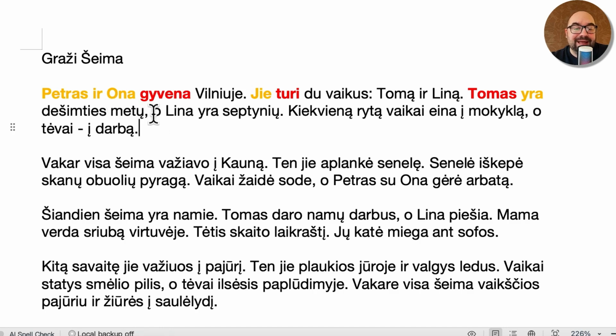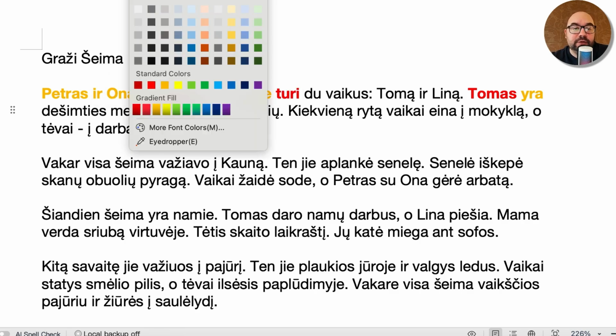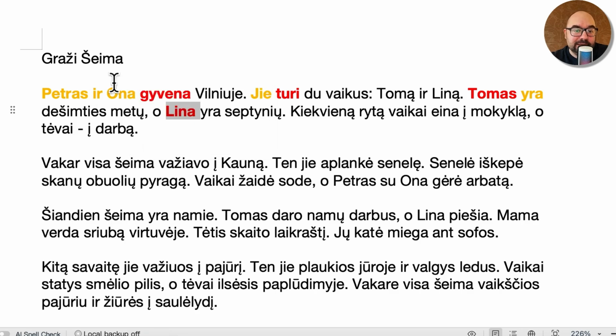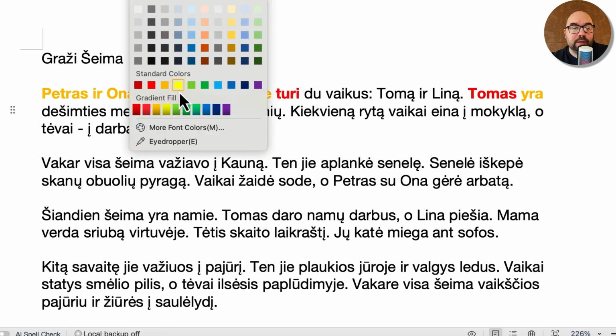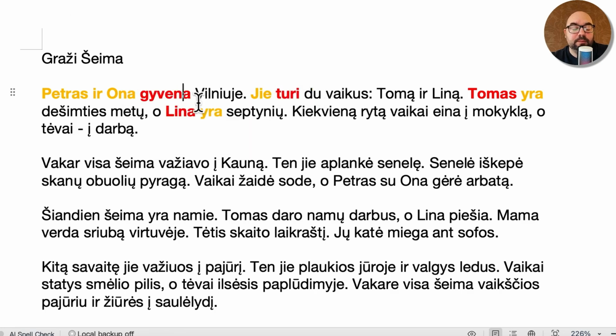Okay. O Lina, and Lina, or Lina, you can say, and Lina yra septynių. So we have two sentences clumped together over here, right? O Lina yra septynių. Septynių, right? So basically you're using a different case as well. Over here, septynių. Ko, it's genitive case. Septynių metų. But you don't have to repeat metų over here because it's already understood that it's metų. So once again, Tomas yra 10 metų, o Lina yra 7.